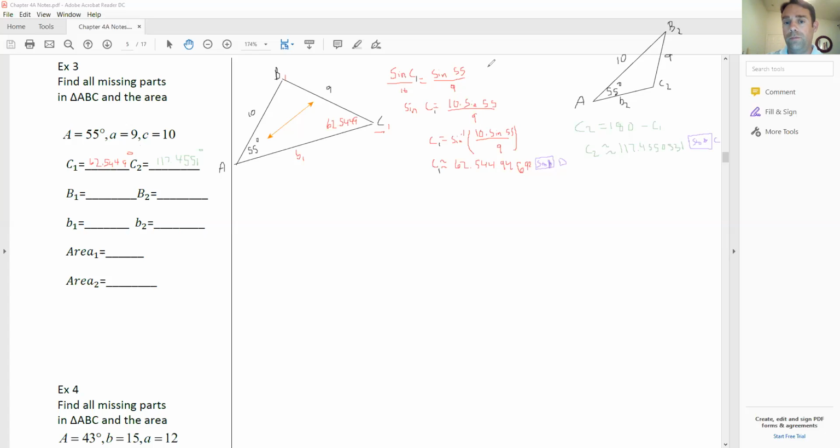So then I'm going to go find B2. So B2 is going to be 180 minus 55 minus C2. So B2 is approximately going to be 7.544946919. And friends, I'm going to store that one now too. I'll store that one as B. So that was 7. No, that's a really small angle.